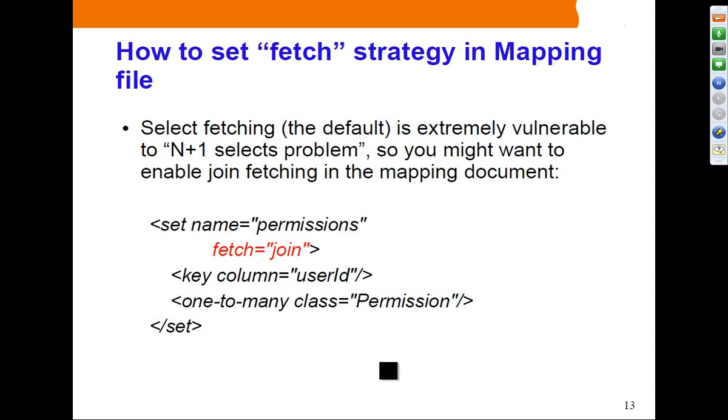If you say fetch equal join, that means these permissions entities are going to be fetched in join mode. Okay, so select fetching, the first mode, which is the default, is extremely vulnerable to N+1 select problems. So you might want to enable join fetching in the mapping document like this. In that case, you are not going to have the N+1 select problem. Instead, it will use an inner join to retrieve all the associated objects in the first select.